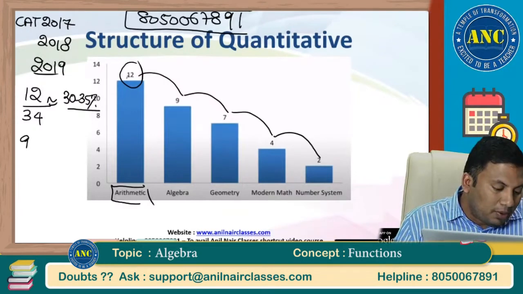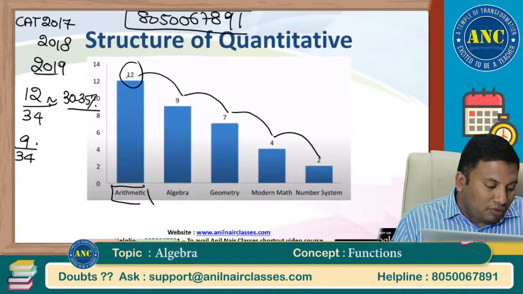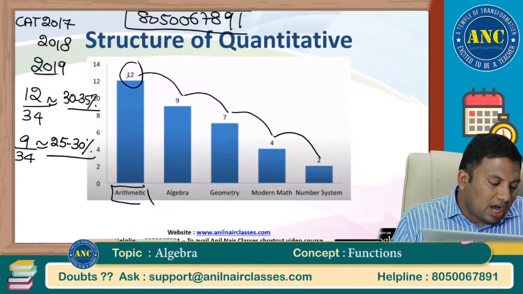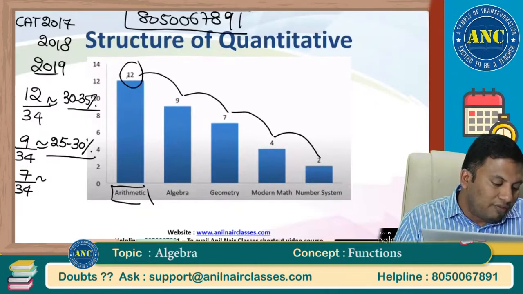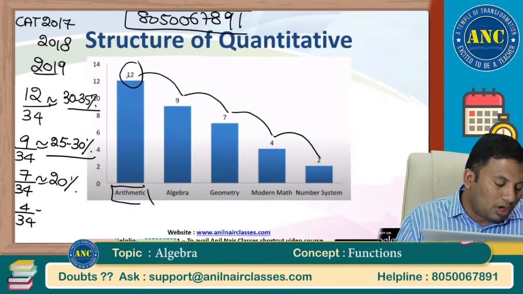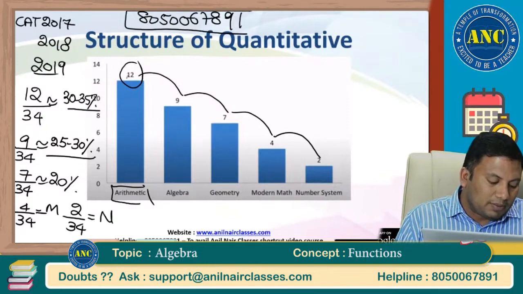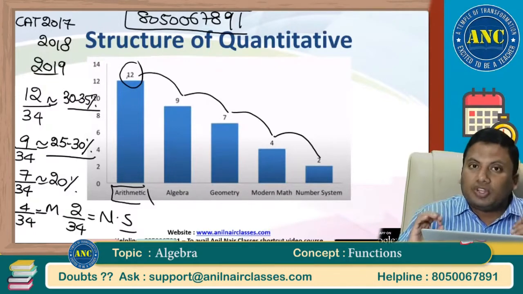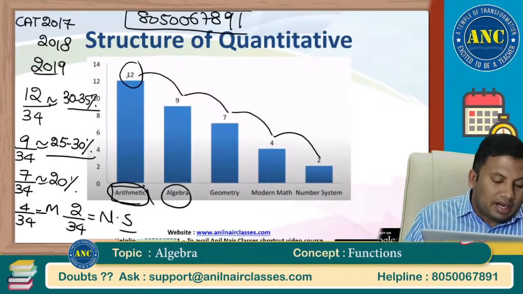And the next most important topic is algebra. 9 questions out of 34, close to 25 to 30% of the questions, regularly come from algebra. Geometry is close to 7 out of 34, close to 20%. 4 out of 34 are from modern maths and 2 out of 34 from number system. So especially if a student is preparing for the CAT examination, the areas you should not neglect are arithmetic and algebra.